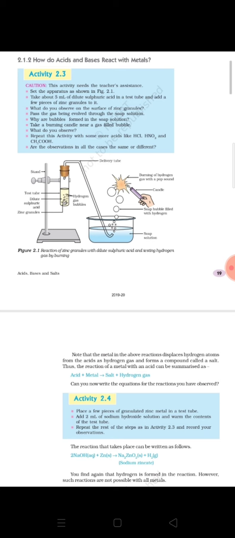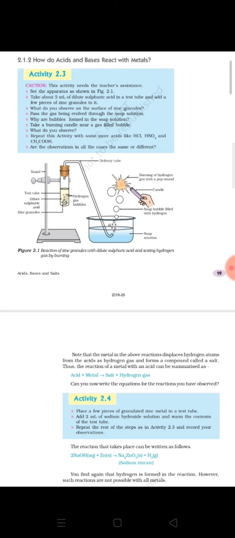As this gas is burning with a pop sound, this is the confirmatory test for hydrogen gas, or we can say this is a characteristic property of hydrogen gas. That is how we confirm that the gas evolving in the test tube is hydrogen gas. So this is about this activity.